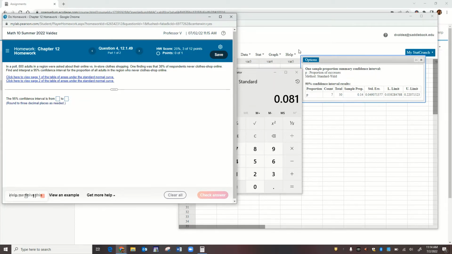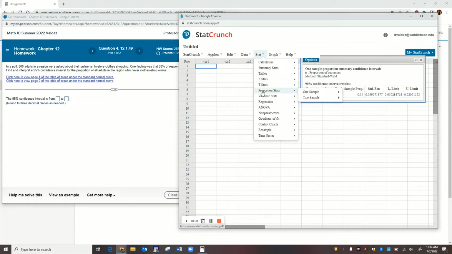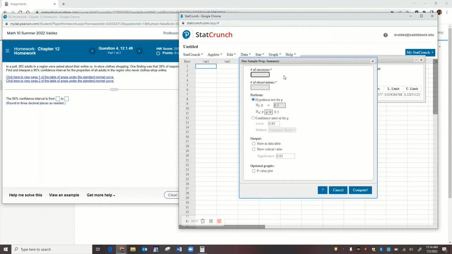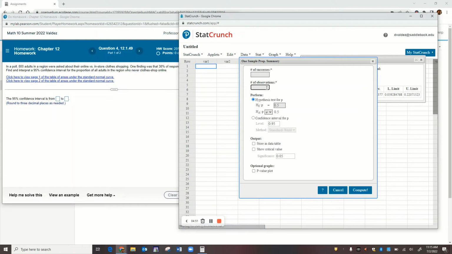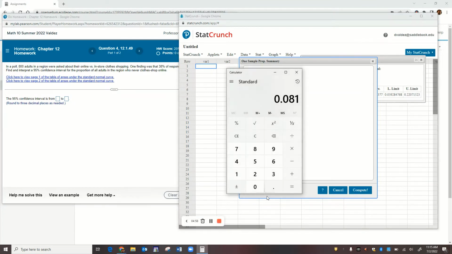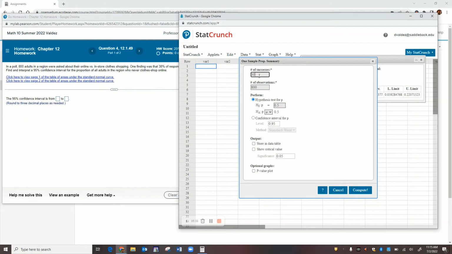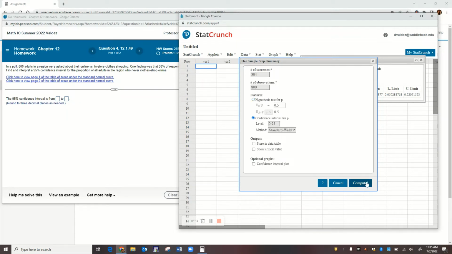We're just going to hop over to StatCrunch, Stat, Proportion Stats, One Sample with Summary. And notice for number of successes X, they actually didn't give it to us. They gave me here that the sample size N was 800, and they gave me p-hat 38%. So we can figure it out because number of observations is 800. Number of successes is going to be 0.38 times 800, and this is 304. So that's what X should be, 304. And then we need a 95% confidence interval, and we should be good to go.